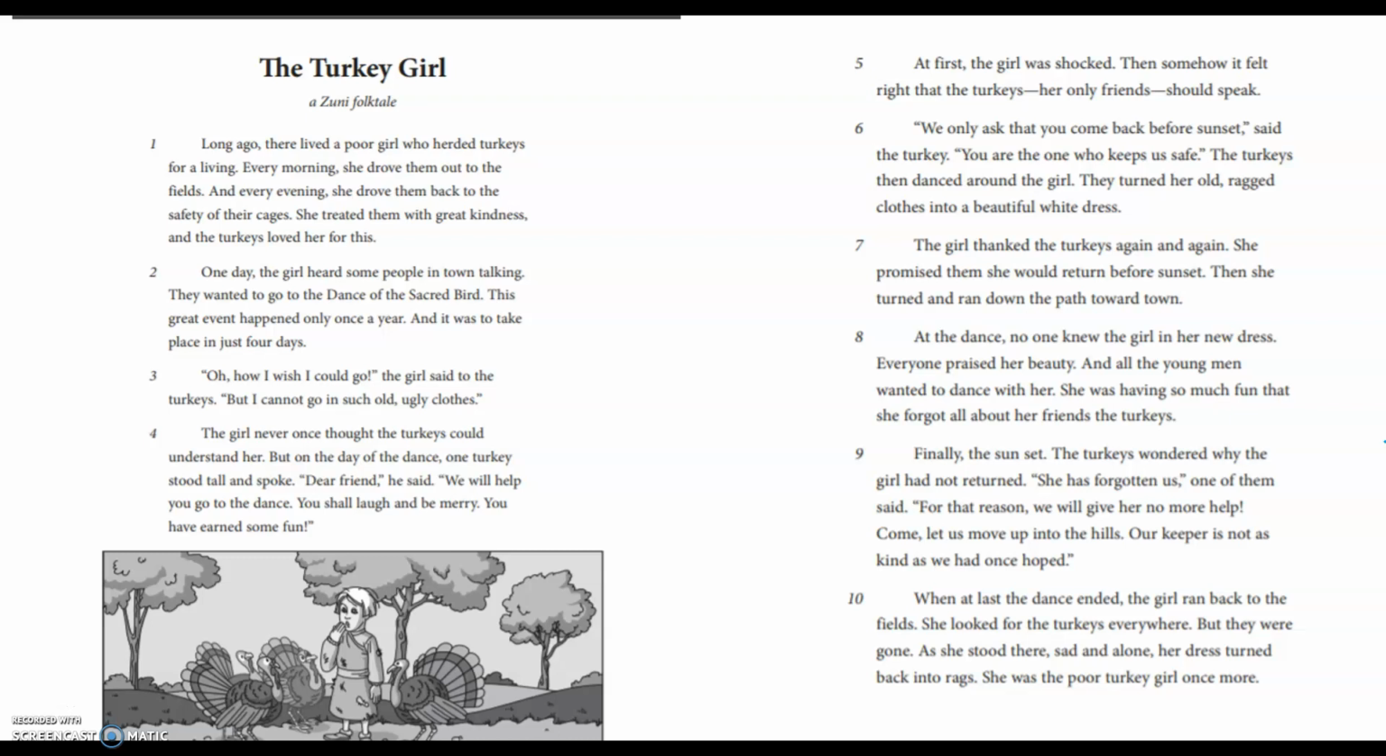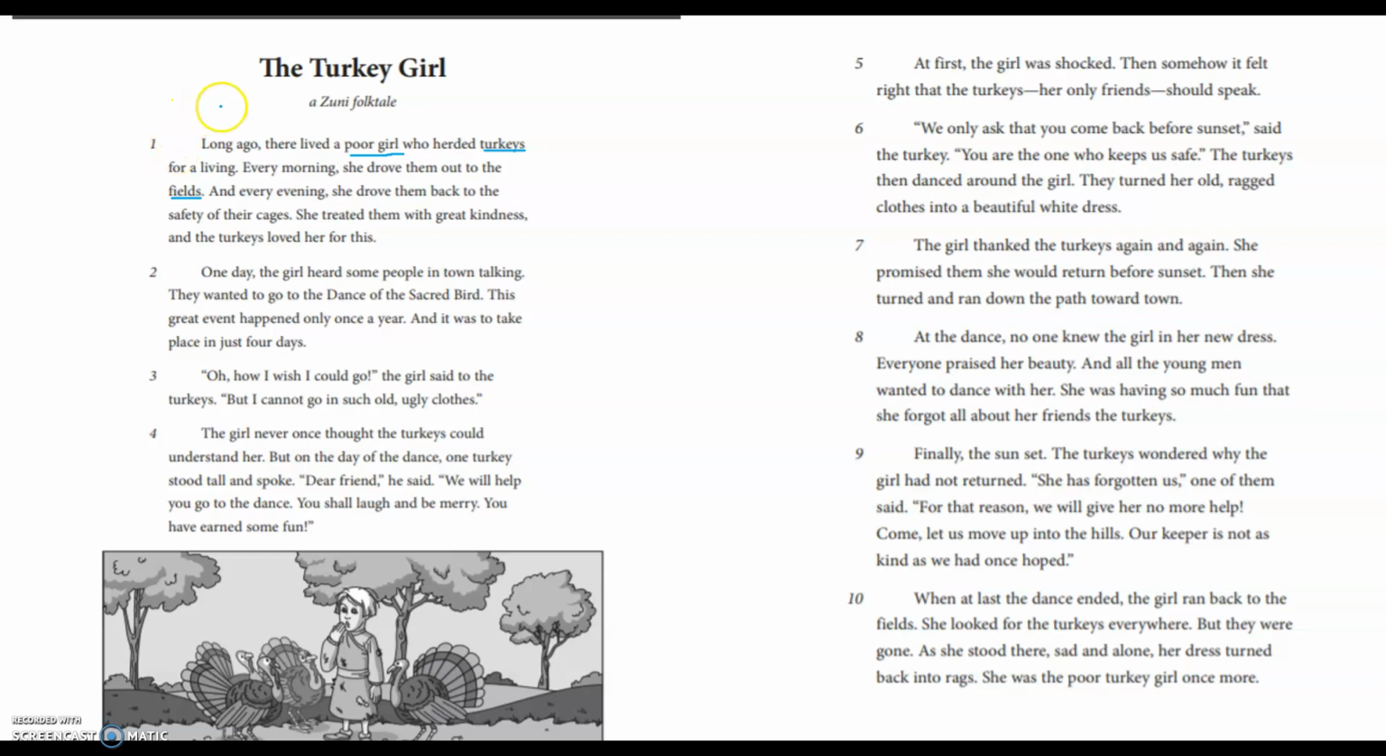Take a second and identify who this story is about. Okay, the main character is the poor girl. And there are also some turkeys in this story. Where does the story take place? As of right now, the story is taking place in the fields. So it seems right now that the turkeys and the girl are good friends.